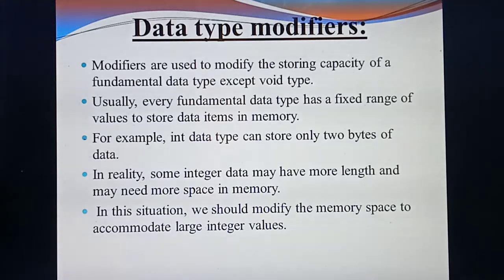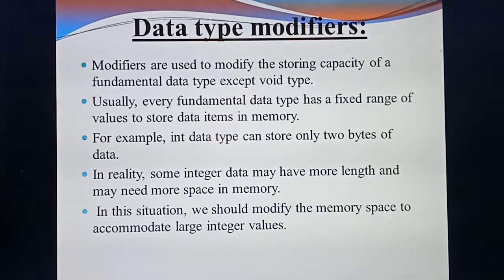But listen carefully. In a program, you are declaring a variable as an integer data type. But what's the memory capacity for integer data type? Only 2 bytes. But sometimes you need to store more than 2 bytes, that means longer values for the integer data type. At that time, 2 bytes is not enough for storing. So in that situation, you need to modify the storage capacity. Understand? You need to modify the memory space to store the longer values.